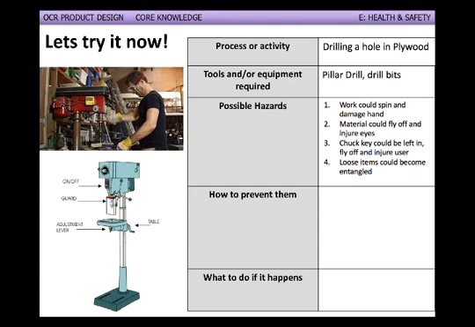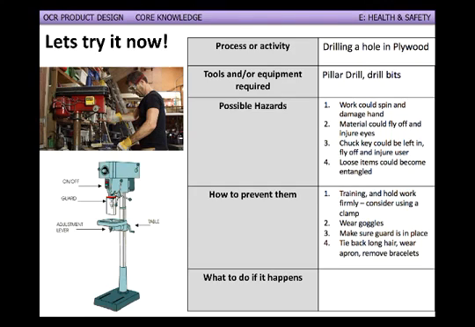Okay, so hopefully you should have identified these. To stop work from spinning, you need to hold it firmly. That would only come about because you've been shown how to do that. You would have been trained. Or you might have been shown how to use some sort of clamping device or a machine vise, something like that. But a lot of that needs to be shown. You need to be trained how to use a tool or a machine. You should never ever use one if you haven't been shown how to use it.